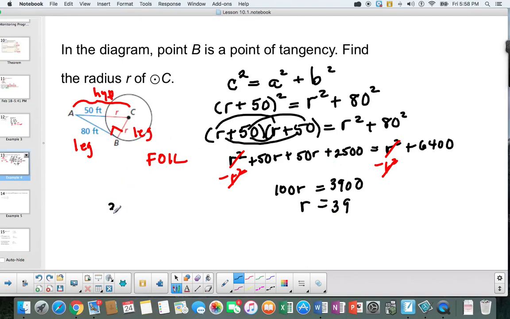So one of my legs is 39. My other leg is 80, and my hypotenuse, I put a 39 over here, and that's going to be 89. So these three numbers are going to make a right triangle.